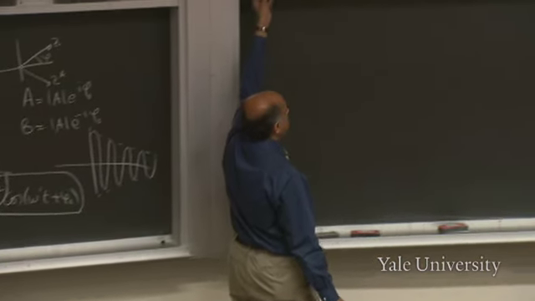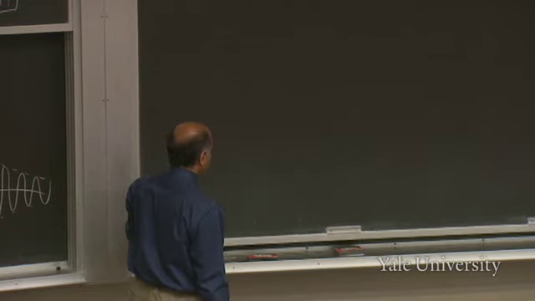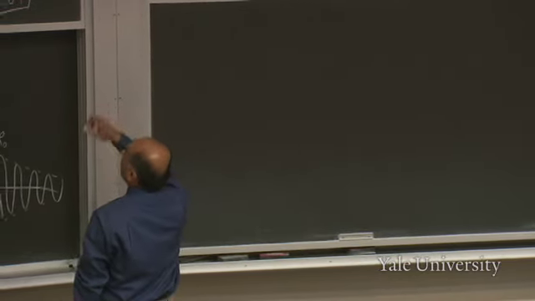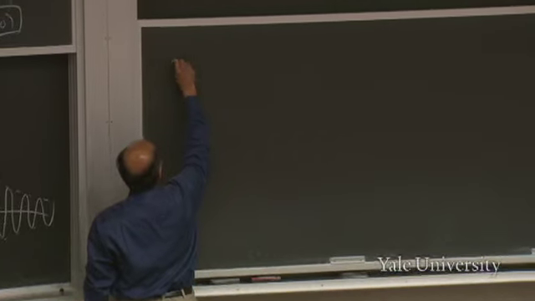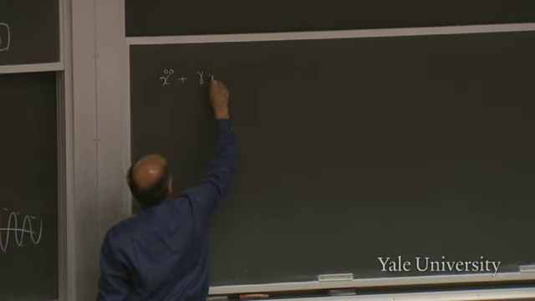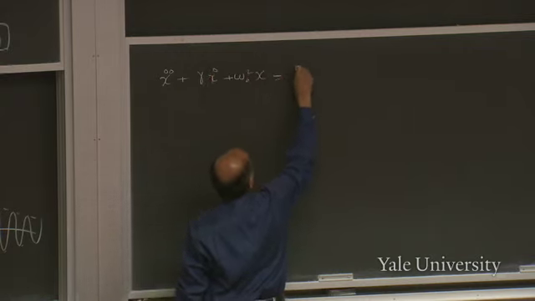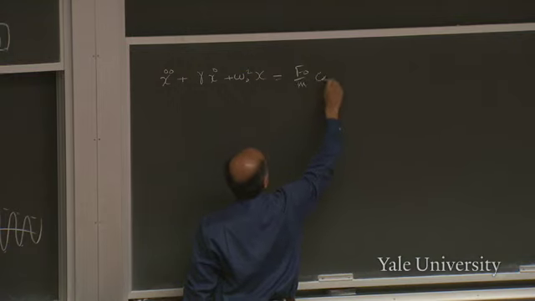Okay, so this was what I did earlier on in the day, but now let's go back to the more general problem I had, which is a right-hand side which is not 0. So let's write the right-hand side which is not 0: x double dot plus gamma x dot plus omega naught squared x equals F naught over m cos omega t.